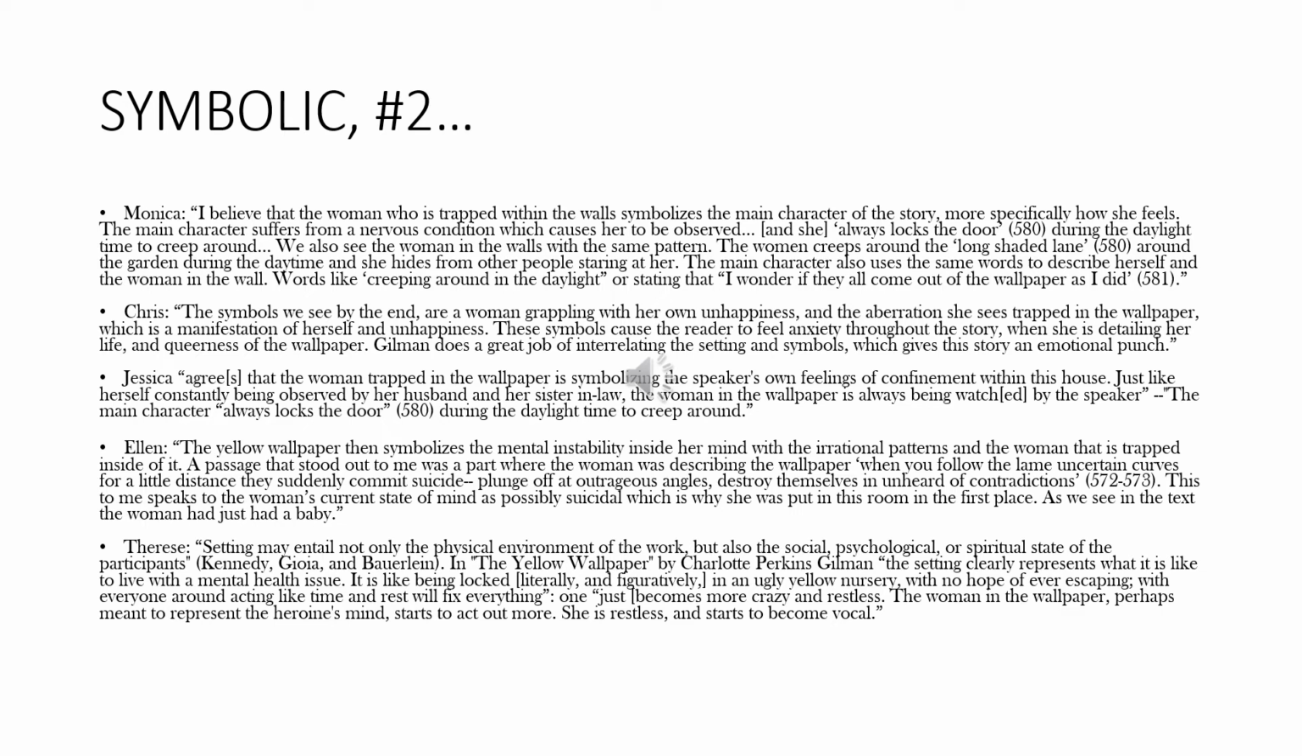Monica wrote, I believe that the woman who's trapped within the wall symbolizes the main character of the story. More specifically, how she feels. The main character suffers from a nervous condition which causes her to be observed. She's always locking the doors during the daylight, creeping around. We also see the woman in the walls with the same pattern. The woman creeps around the long shaded lane, around the garden during the daytime, hiding from the other people who stare at her. And we have a version of that going on inside the wall, so to speak. She uses the same characters to describe herself and the woman in the wall, where it's like creeping around in the daylight. I wonder if they all come out of the wallpaper as I did.